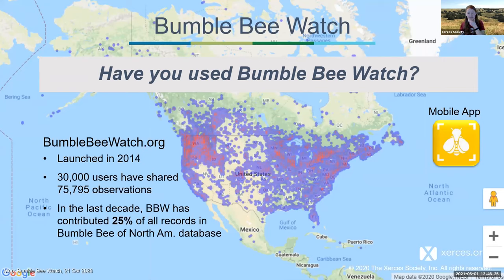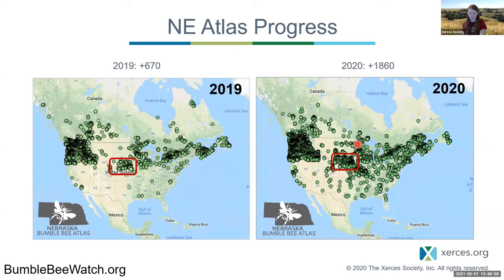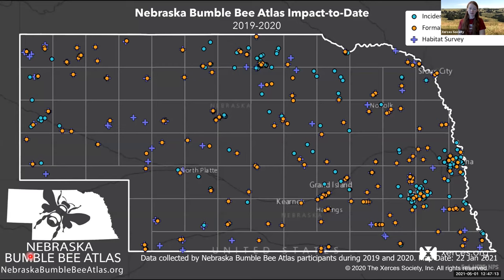So all of these little dots come in as observations are submitted. And when we look at the map, certain years. So in 2018, before the Atlas launched, you can see that there were some observations in Nebraska, but then in 2019, community scientists added over 600 observations to the state, right? And that was a survey season of a month and a half. And then in 2020, we got even more observations, right? So in that year, almost 2,000 new observations of bumblebees came in. And so with these increases in bumblebees, we're now sitting at a database just from the Atlas that's over 2,000 observations. Let me turn off my laser here.